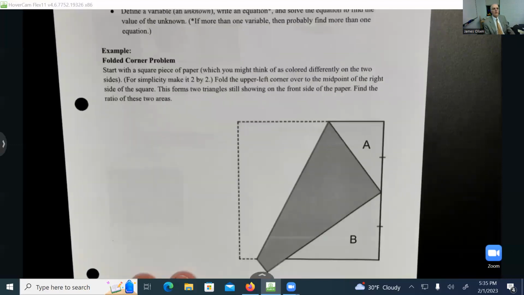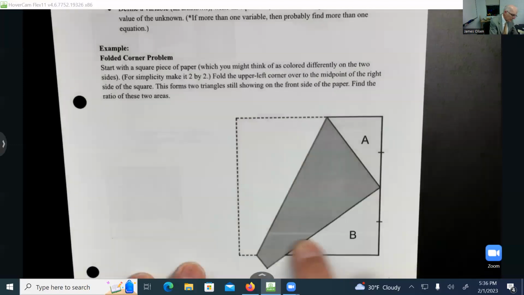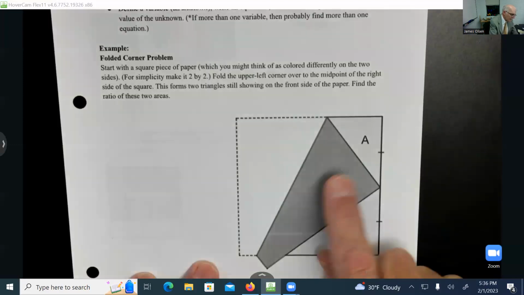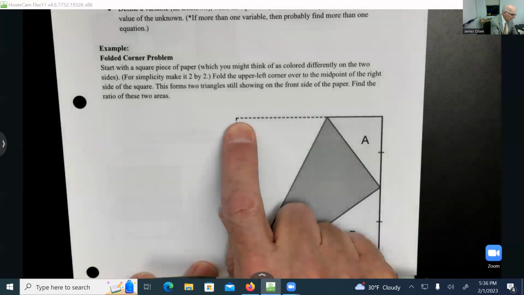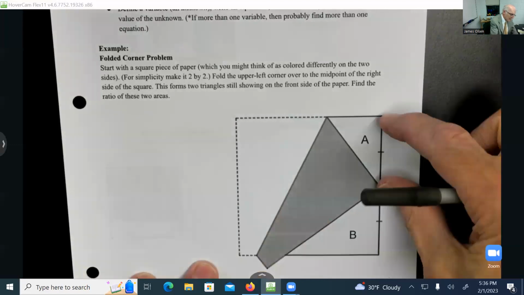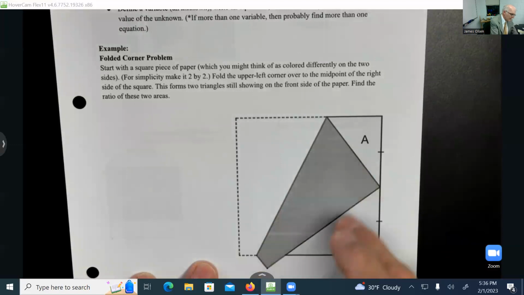It's called the folded corner problem. We start with a square piece of paper, and you might think of it as origami paper that's colored differently on the two sides. We take this upper left-hand corner and fold it over to this midpoint. This segment is equal to this. This is a midpoint. And this is going to form two triangles, region A and region B. We're supposed to find the ratio of these two areas.